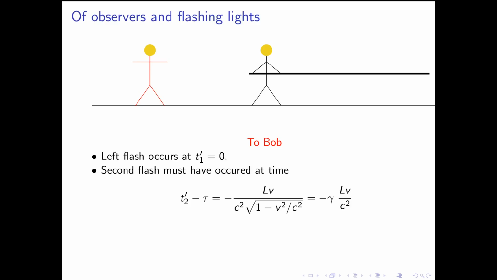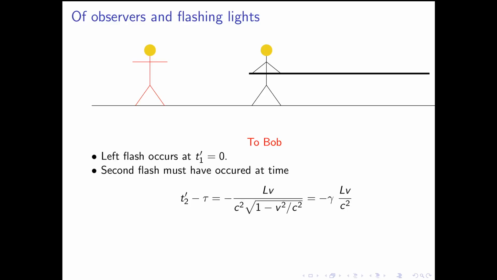So two events which are simultaneous with respect to Alice are not simultaneous with respect to Bob. And we have recovered the formula that we had already discovered earlier using the K-calculus method, that the time gap between the two events as measured by Bob is minus gamma LV by c square. The event which is towards the direction in which it is travelling will be earlier according to Bob.